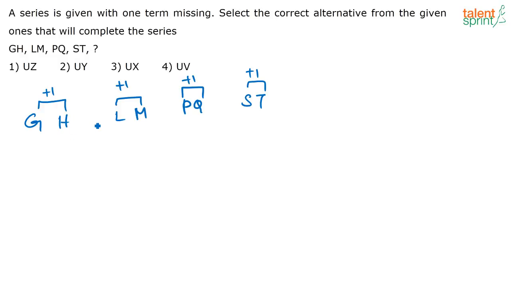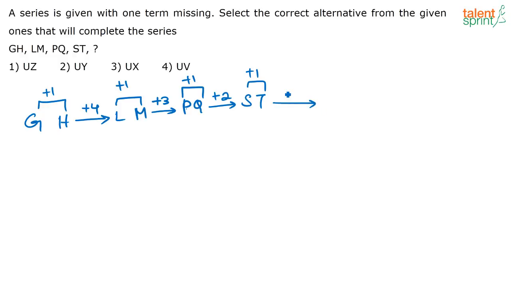Now, what is the difference between H and L? Here H, I, J, K, L, that is H plus 4 gives you L. Similarly, M, N, O, P, M plus 3 gives you P. If you look at P and S, P, Q, R, S, P plus 2 is S, or rather Q plus 2 is S. See, H plus 4 is L, M plus 3 is P, now Q plus 2 is S.